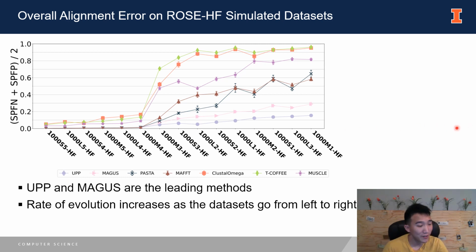Here I am showing some results on simulated datasets where the rate of evolution increases as you go from the left dataset to the right dataset, and the datasets are all arranged on the x-axis. On the y-axis is alignment error, so the lower the error, the better the method. If you look at the fastest evolving model conditions, such as those on the right half of the figure, it is easy to tell that Up and Magus, which are the purple and the pink lines, dominate in alignment error over other methods. So we established that Up and Magus are the leading methods, at least for these simulated datasets.